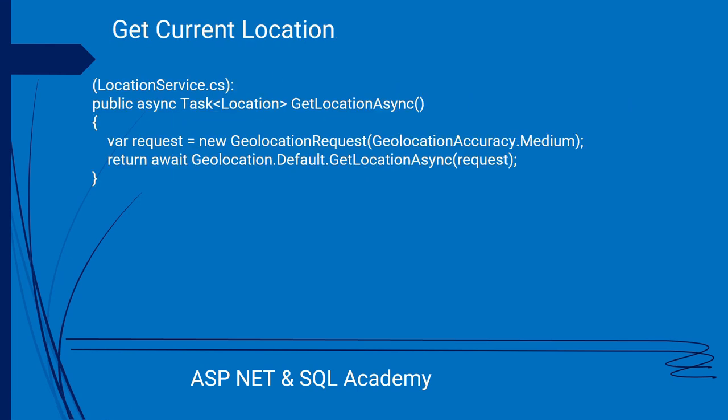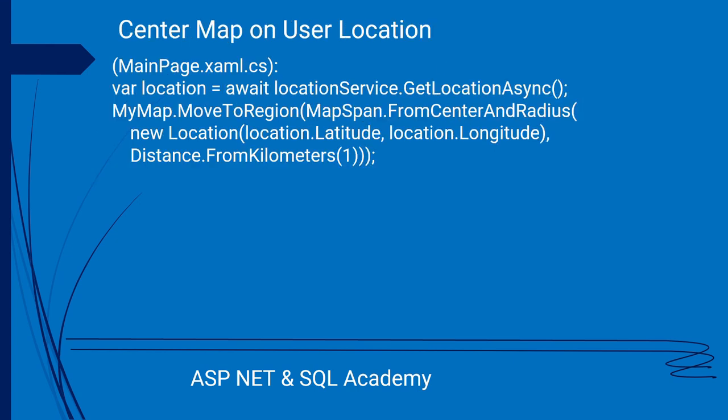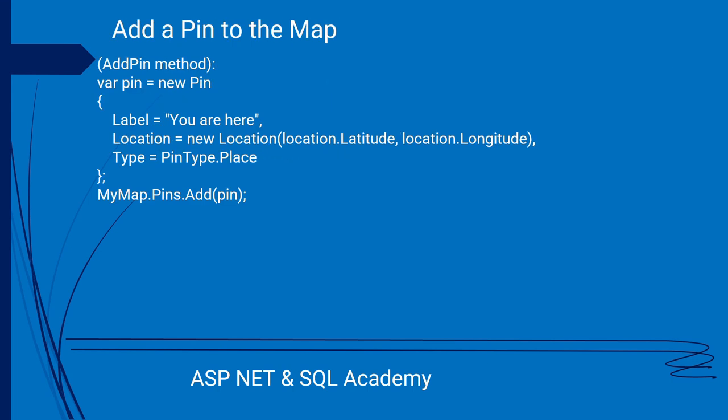Use the Maui Essentials geolocation API to get the device's current latitude and longitude for centering the map. Once you have the location, move the map's viewport to center on the user with a small radius. This code adds a pin on the map at the user's location with a label and place marker.